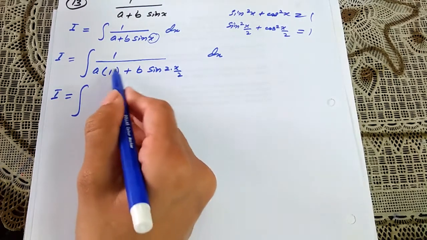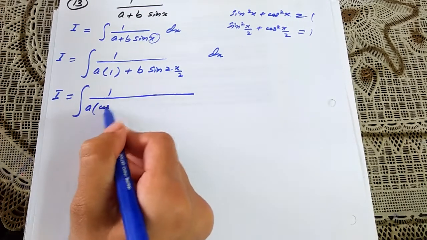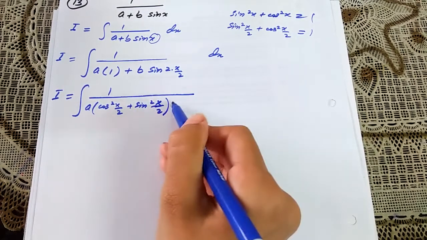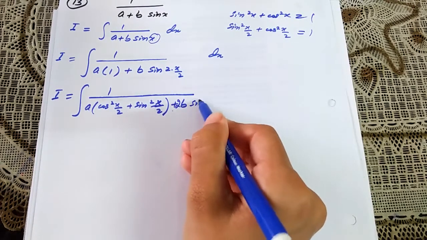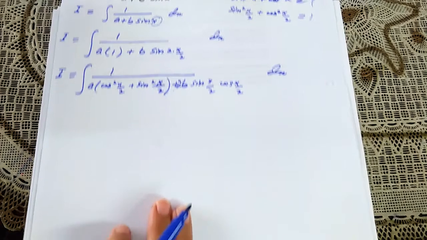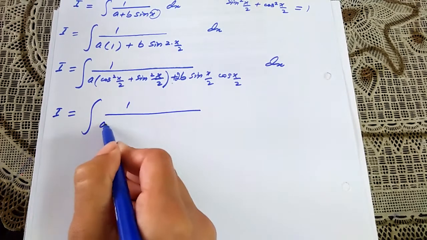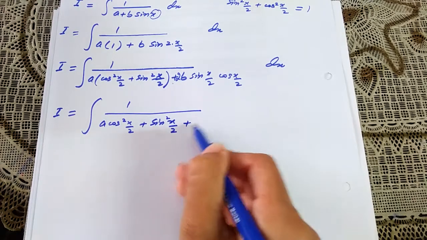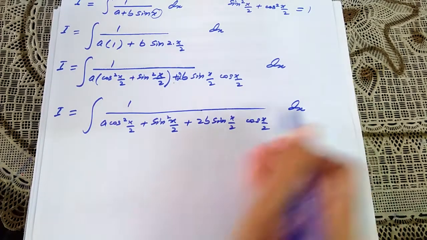So I want here the half angles as well. So I can write it like 1 over a into cos square x by 2 plus sine square of x by 2 here, plus b. Now sine 2x by 2 can be written as 2 sine of x by 2 cos of x by 2 dx. Now I is equal to integral 1 over a cos square x by 2 plus sine square x by 2 plus 2b sine of x by 2 cos of x by 2 dx.